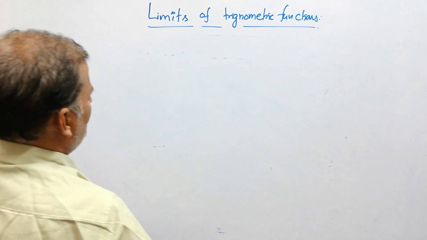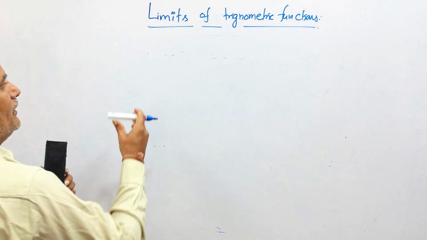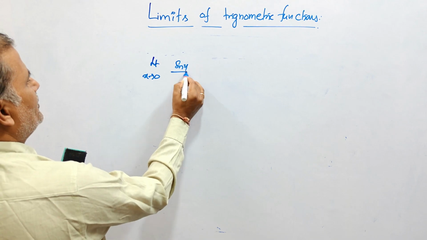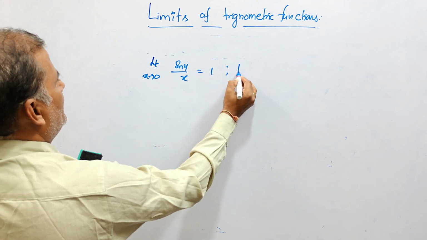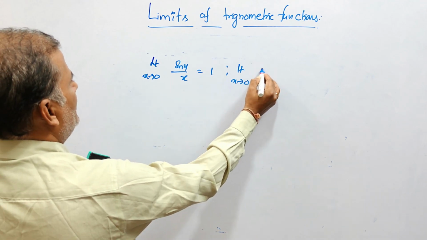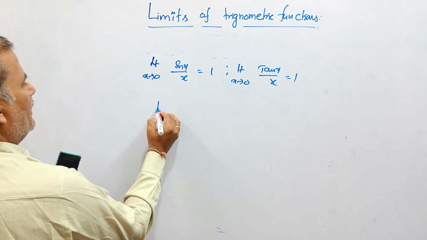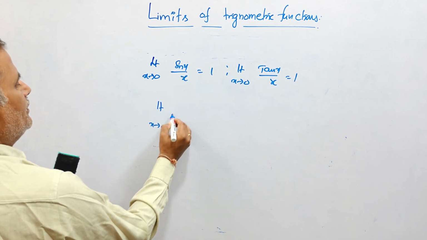Now from this we learn the notations here. Limit x tends to 0, sin x by x is equal to 1. Limit x tends to 0, tan x by x is equal to 1, and limit x tends to 0.